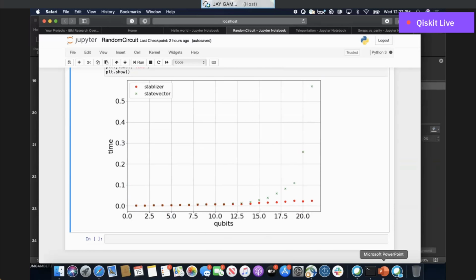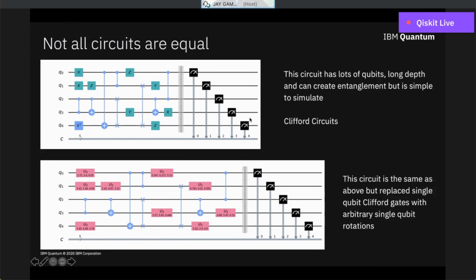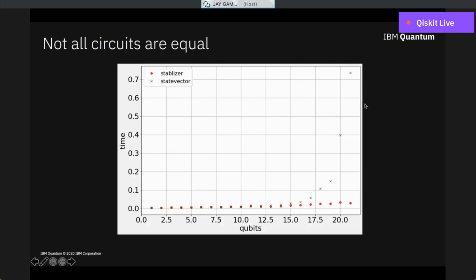So if we go back to the talk that I was giving, you see that there are circuits that can have a lot of qubits, they can have a lot of depth, they can also create a lot of entanglement, but they're still simple to simulate. And then there are circuits that look very similar to these circuits, but because they don't have the structure that we can exploit in these Clifford circuits, they're actually difficult to run. And as what is shown on this next plot, which I showed in the notebook, you can see there's a very big difference between these two types of circuits.